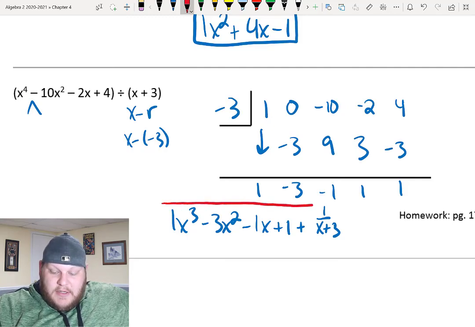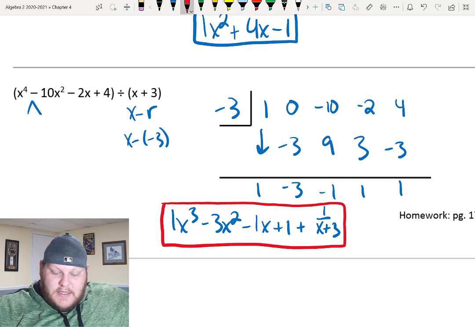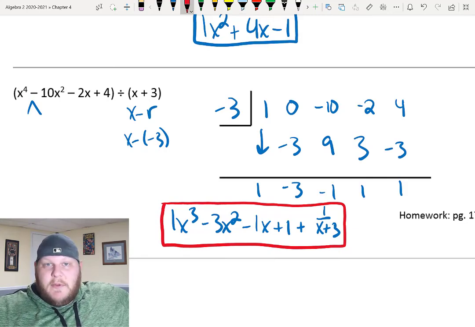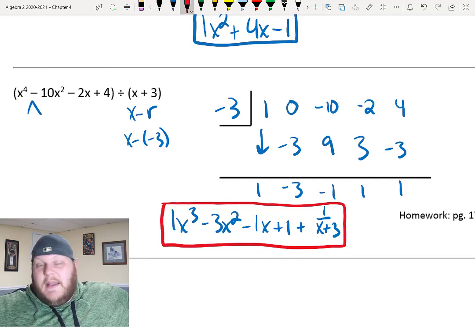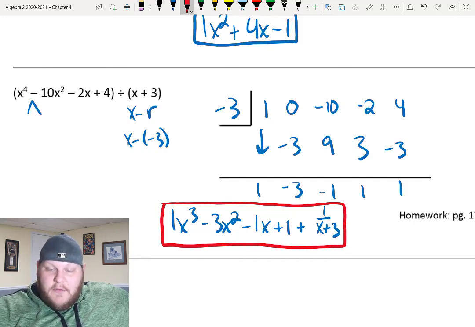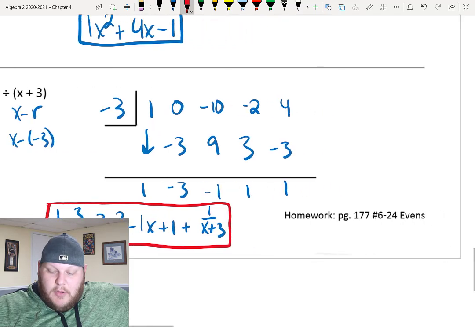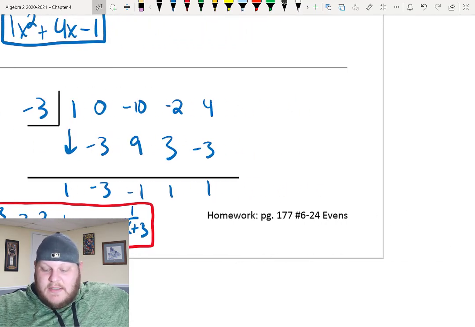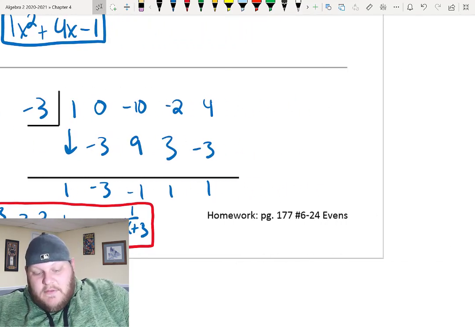And then here, you don't necessarily have to keep those ones in there for the coefficients on x cubed or x. I just put them in there to emphasize and see where that connection is coming from. But that's it. That is synthetic division. That's everything for 4.3. Your homework is page 177, 6 through 24 evens.